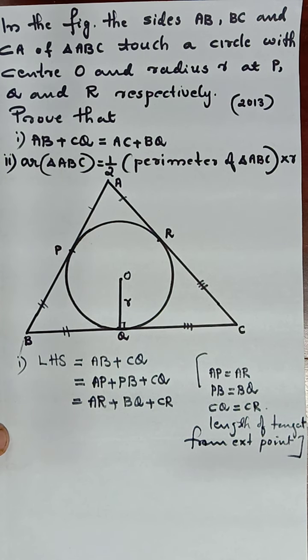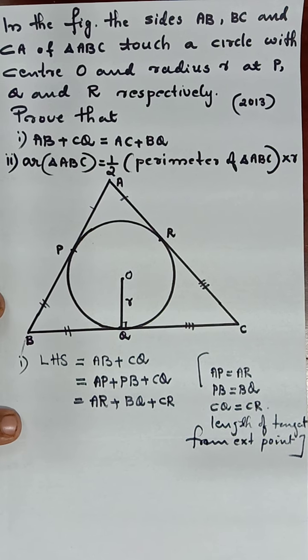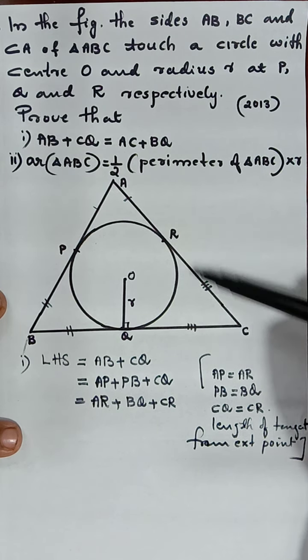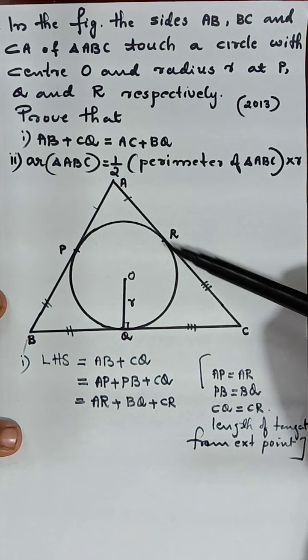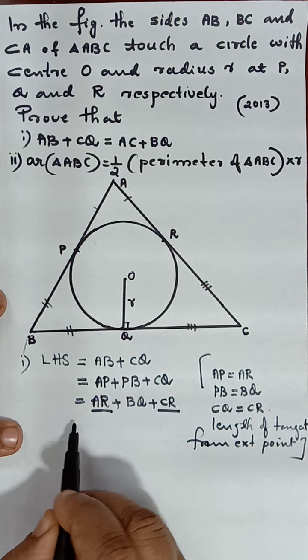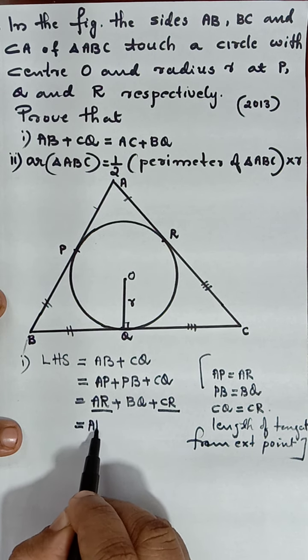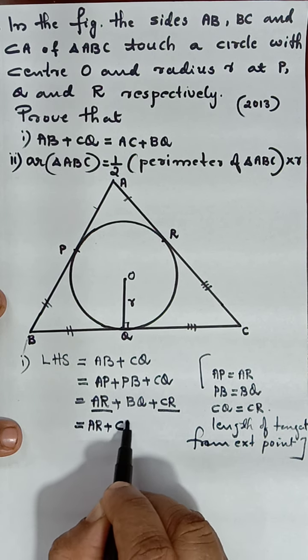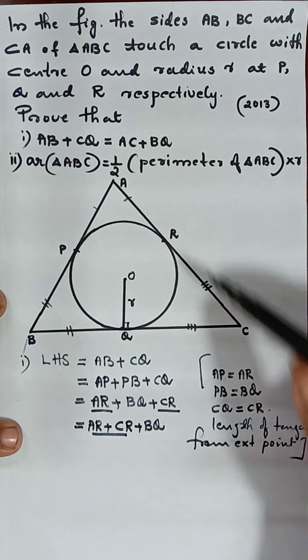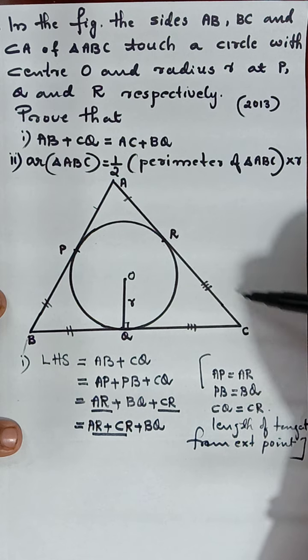Now we have to write, what is this AR plus BQ plus CR? Do you reach to the right hand side? What are the parts of AC? AR plus CR. Don't you have AR plus CR here? Combining these two, AR plus CR, writing nearby next to BQ. So what is this AR plus CR? Is that equal to AC?